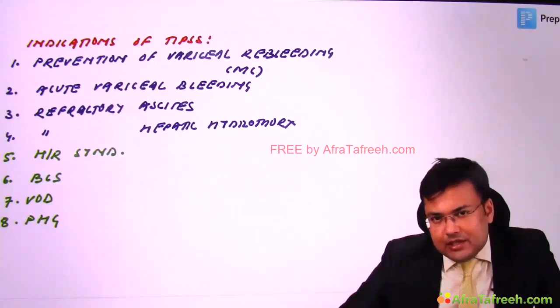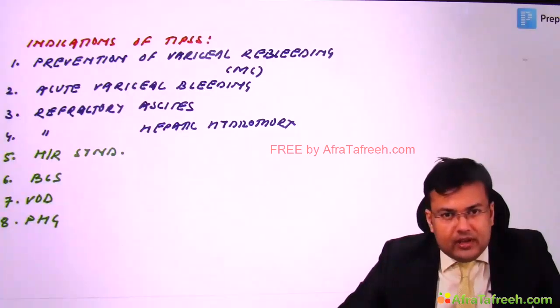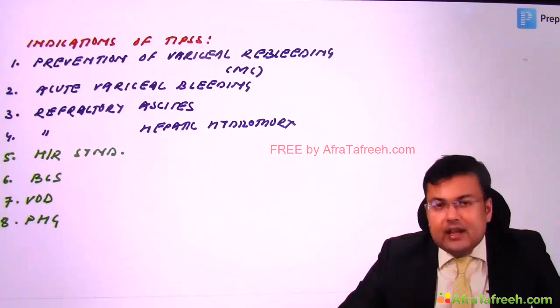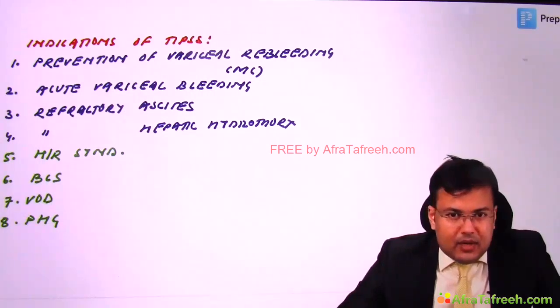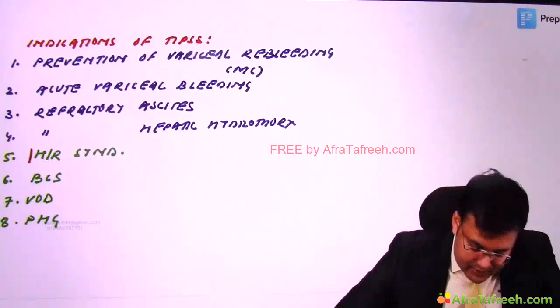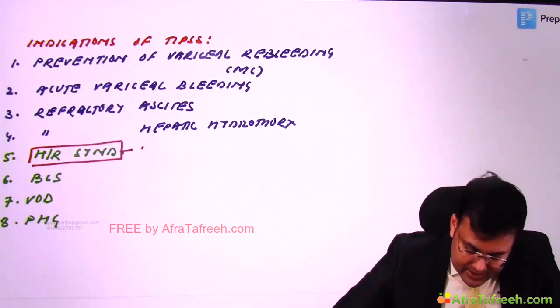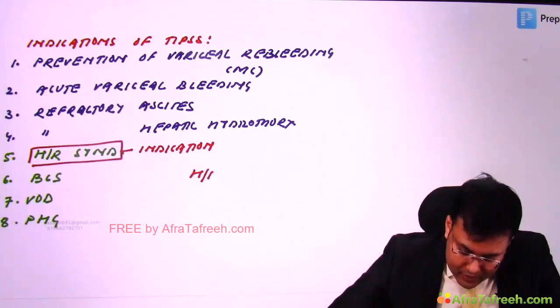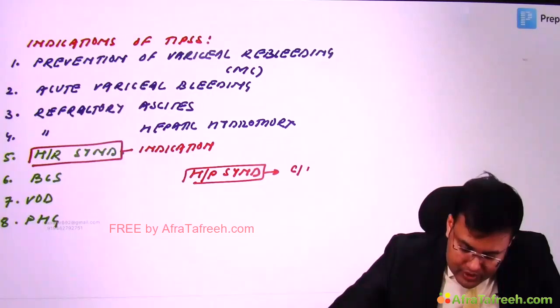Now one of the famous questions of MCQ: which of the following is not an absolute contraindication of TIPS? First option is right-sided heart failure, pulmonary hypertension, hepatorenal syndrome, and hypervascular liver tumor. In exam, hepatorenal syndrome looks like hepatopulmonary syndrome, right? So be careful. Hepatorenal syndrome is an indication of TIPS, and hepatopulmonary syndrome is an absolute contraindication.